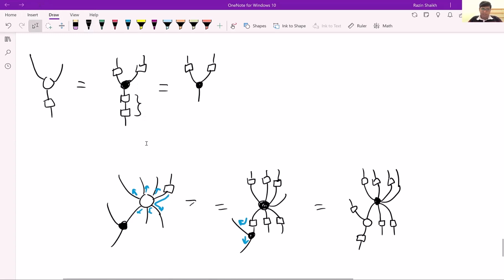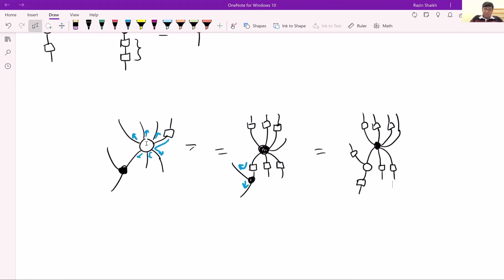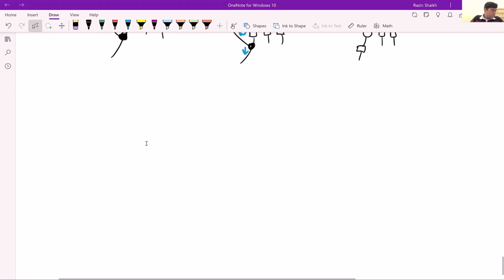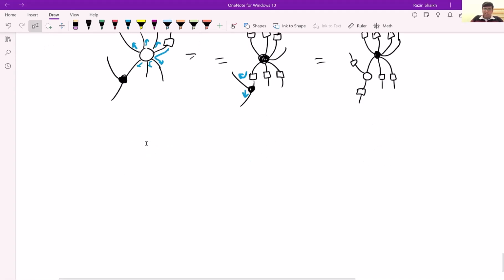Okay, any questions about color change and how that works? Okay, if not, then we can look at an example of how we can use these spiders to do some interesting stuff. Hello, sir. Oh yeah, go on.